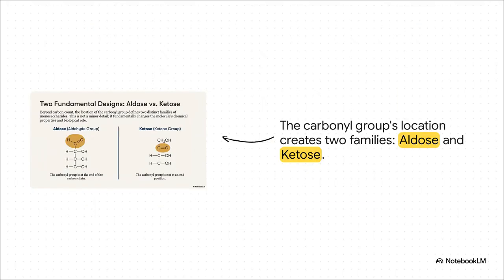Now for the second big difference, and this one is all about location, location, location. Specifically, the location of that carbonyl group. If it's sitting at the very end of the carbon chain, it makes an aldehyde group, and we call that sugar an aldose. If it's literally anywhere else, it's a ketone group, and we call it a ketose. And this isn't some minor detail. It completely changes the molecule's chemical personality.